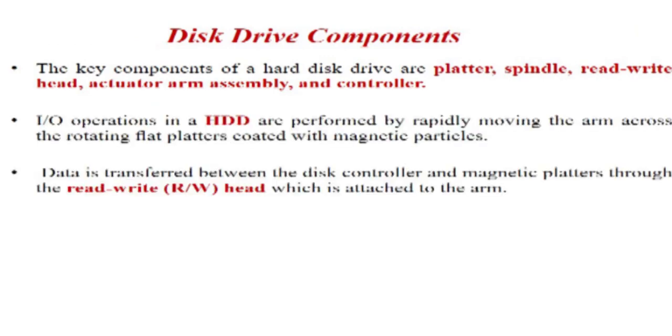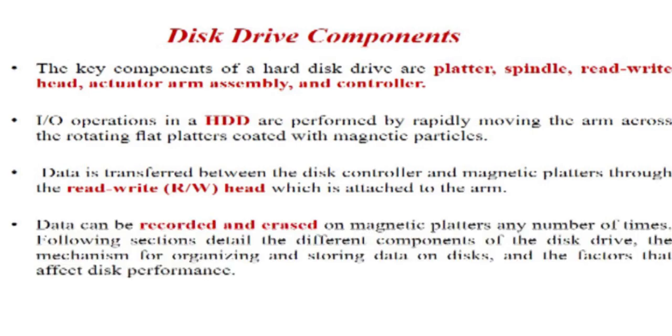Input-output operations in a HDD are performed by rapidly moving the arm across the rotating flat platter coated with magnetic particles. Data is transferred between the disk controller and magnetic platter through the read-write head, which is attached to the arm. Data can be recorded and erased on magnetic platters any number of times. The following sections detail the different components of the disk drive, the mechanism for organizing and storing data on disks, and the factors affecting disk performance.